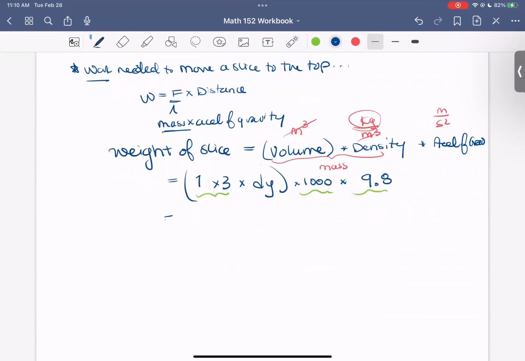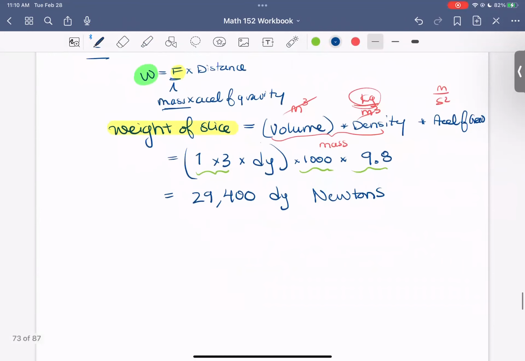And when we do that, we get 29,000, and feel free to check me on this, 29,400 times dy, and that will be newtons. Again, since we already checked those units. So that's the weight of a slice. So then to compute the work of a slice, we just need to multiply the weight by the distance that slice travels.